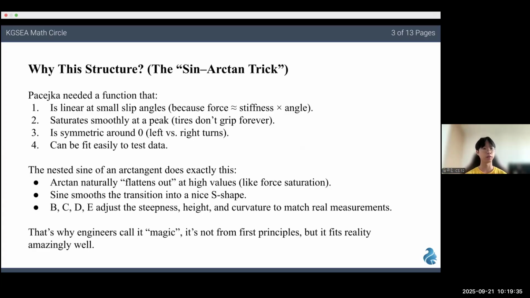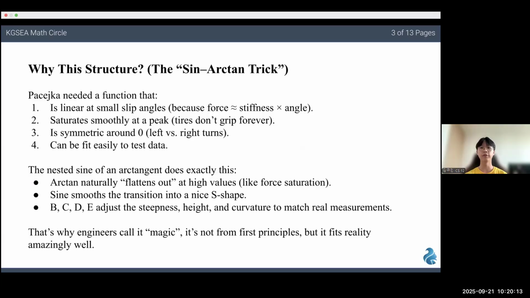And so what were the factors for that ideal shape? Number one, it has to be linear at small slip angles. It also has to saturate smoothly at the peak, and then it has to be symmetric around zero. Like you saw in our previous graphs, it is symmetric around the origin, so a positive steering angle meant a positive lateral force, and steering in the opposite direction meant a negative lateral force. And fourth, it must also be easily fit to the test data.